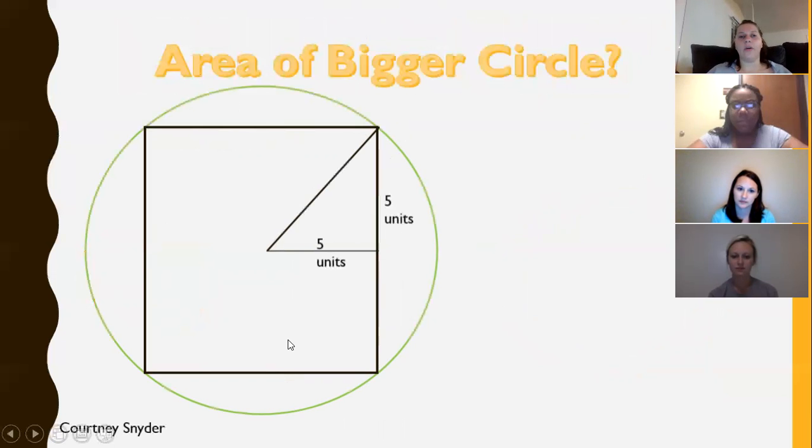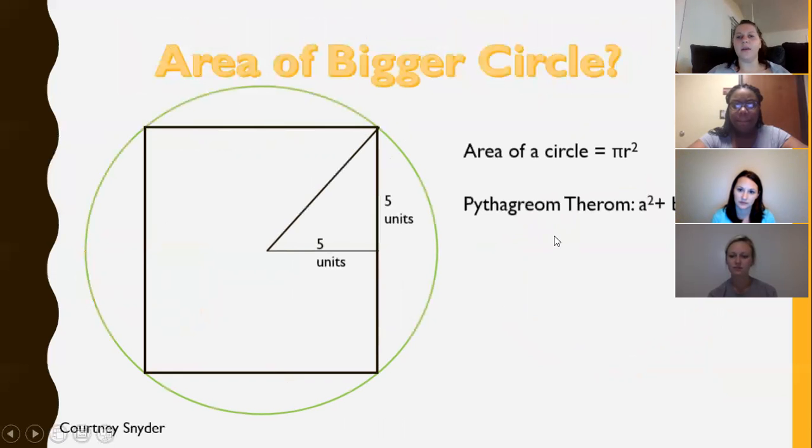So to do that, we're going to use the Pythagorean theorem, which is a squared plus b squared equals c squared. Now we already know that this side right here is 10 units long. To get this side of the right triangle, we're going to cut it in half, and it's going to be 5 units. And we already know that this line right here from the center of the square to the outer edge is also 5 units.